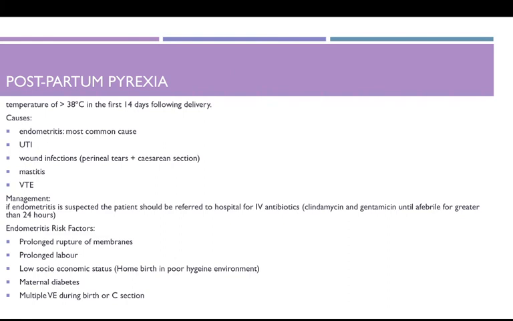Okay, so postpartum pyrexia. This is a temperature of more than 38 degrees in the first 14 days following delivery. The most common cause is endometritis, which is most commonly caused by retained products in the uterus. Other causes include UTI, wound infections, mastitis, and venous thromboembolisms. So the management. If you suspect endometritis, the patient needs to be referred to hospital for IV antibiotics. And these are continued until the patient is afebrile for greater than 24 hours.